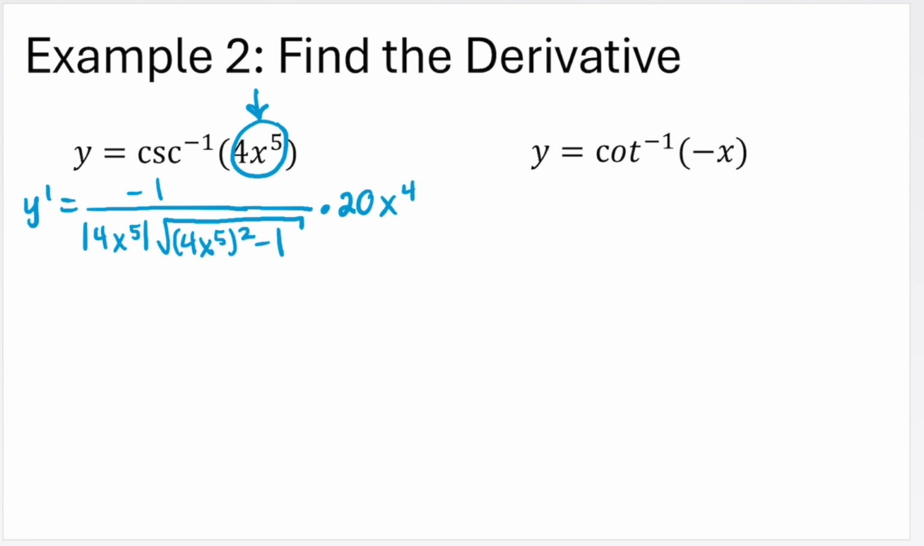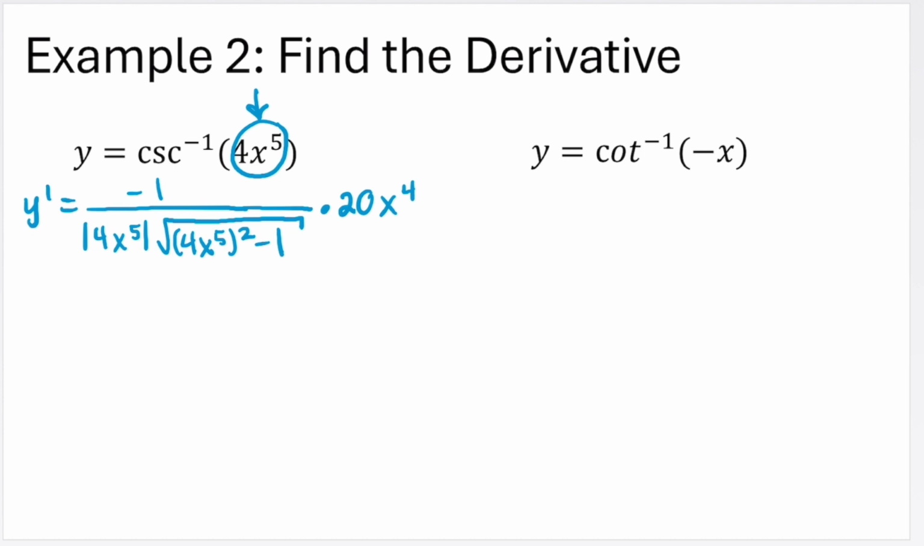All right, so now I'm going to clean this up a little bit. I'm also going to pull out a 4x to the 4th out of my absolute value, because 4x to the 4th is always going to be positive. That additional x that makes it x to the 5th is going to be the one that's going to be affected by the absolute value, because if x is negative, then that needs to be turned positive.